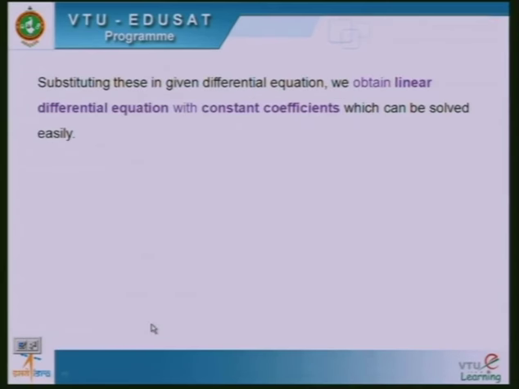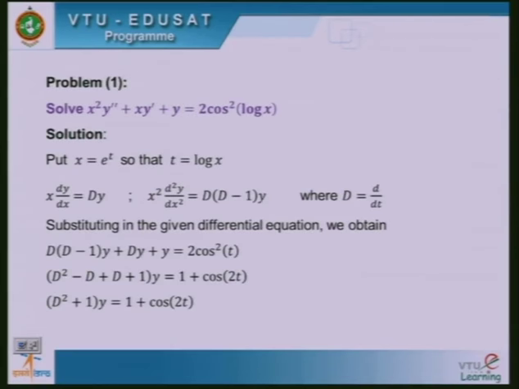Okay, substituting this in the given differential equation, as I said earlier, we obtain a linear differential equation with constant coefficients, which can be solved easily by known techniques. Let us take an example. x square into y double dash plus x into y dash plus y equals 2 cos square of log x.